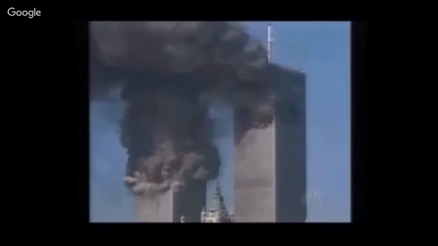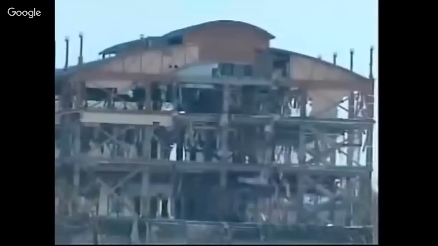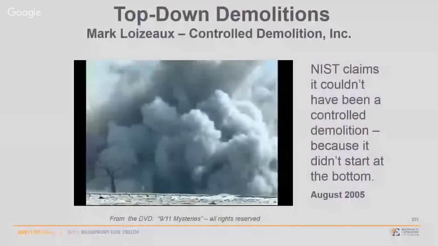You can go almost anywhere in the structure, and given the right circumstances, you can release all of that stored energy, converting it into what is called kinetic energy. That's energy in motion, and that's what brings the building down. Well, there's a top-down controlled demolition.